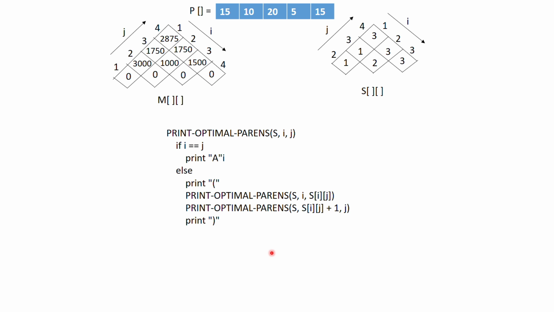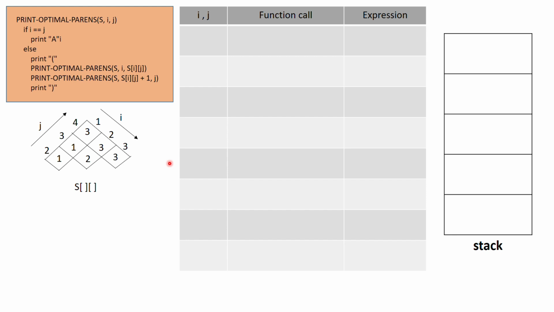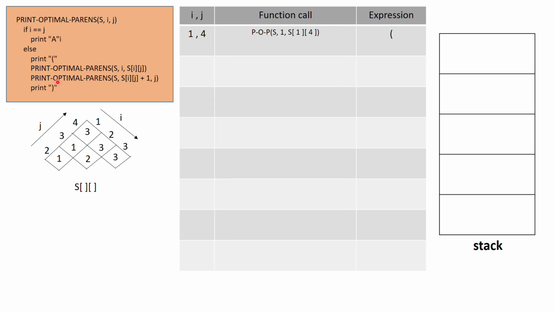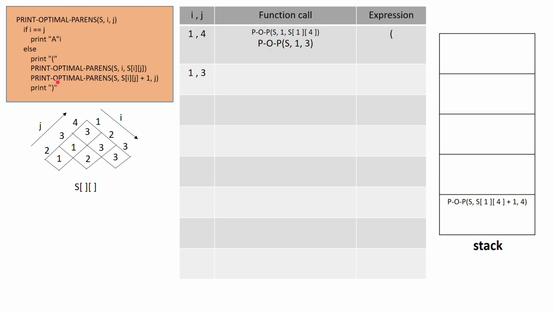Let's start from the top. S of 1 4, i not equals to j, so go to the else part. First print an opening bracket into the expression, then the print optimal parens function will be called. As at a time one function call is possible, the next function will go to the stack. Now if you see, the function is actually calling print optimal parens s of 1 3.